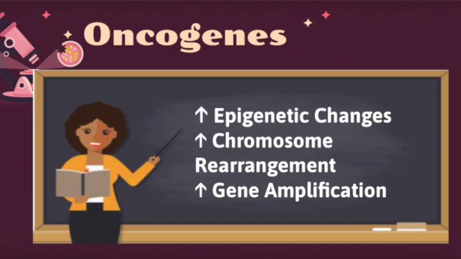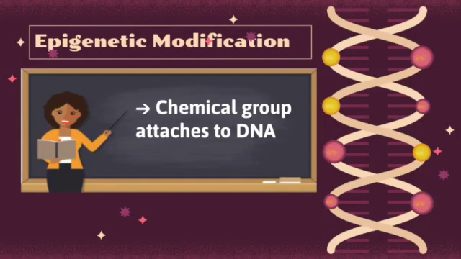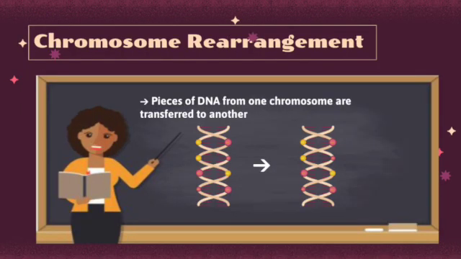Oncogenes can be activated in several ways, including epigenetic changes, chromosome rearrangement, and gene amplification. Epigenetic modifications include the addition of a chemical group being added to the genetic material, so the DNA, which can cause oncogenes to be turned on. Chromosome rearrangement can occur during cell division when DNA pieces from one chromosome are transferred to another. This change in DNA sequence can lead to the activation of an oncogene.